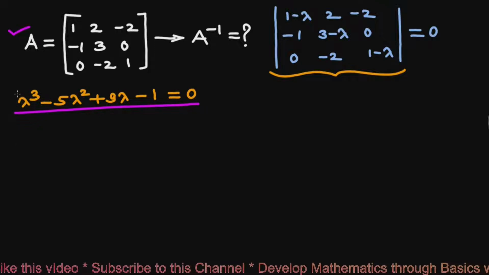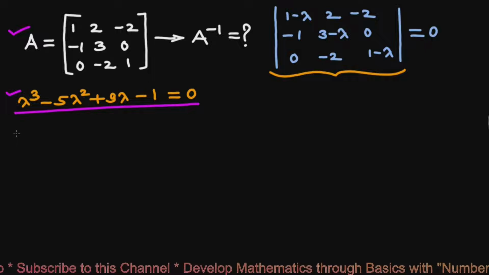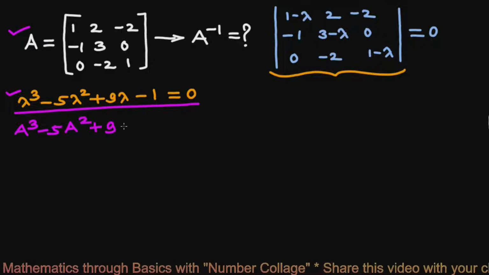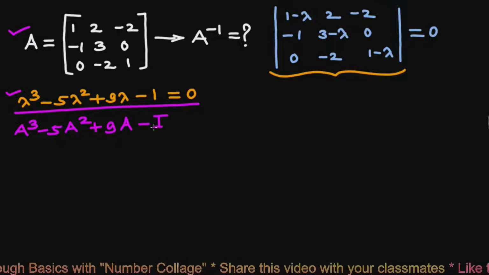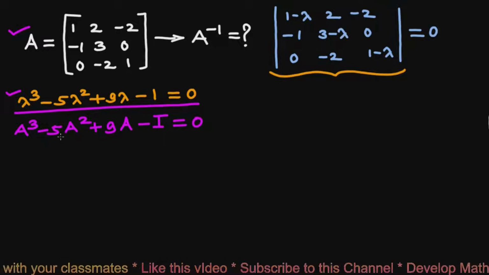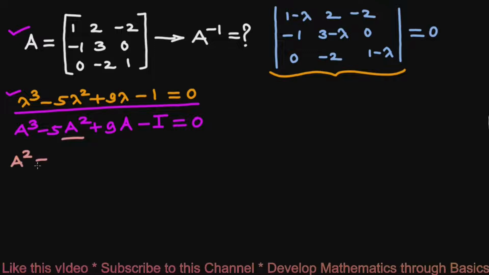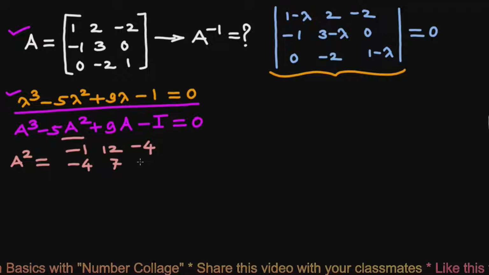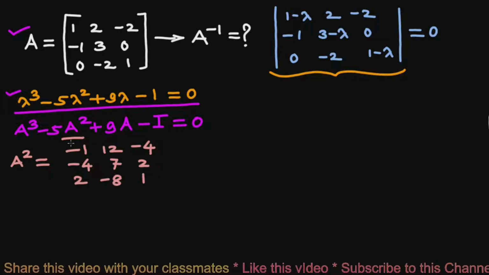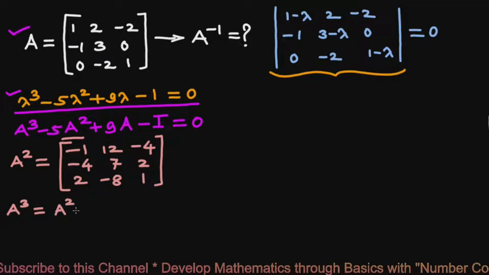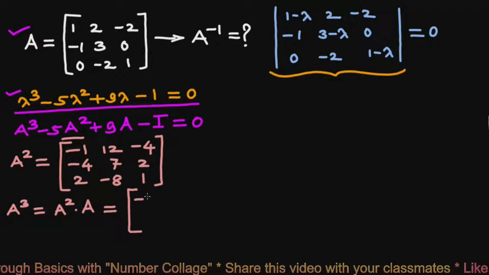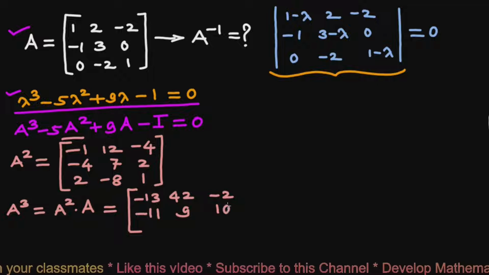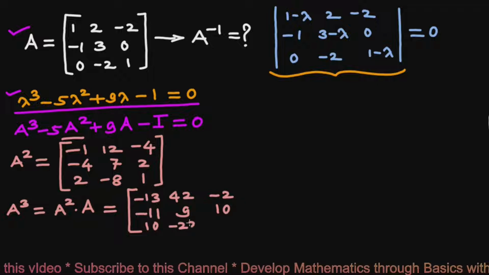So, in place of lambda here, we will put A and write A cube minus 5A squared plus 9A minus identity matrix I equals 0 matrix. First, we will evaluate A squared, that will be minus 1 12 minus 4 minus 4 7 2 2 minus 8 1. A cube will be A squared into A, that will be matrix minus 13 42 minus 2 minus 11 9 10 10 minus 22 minus 3.